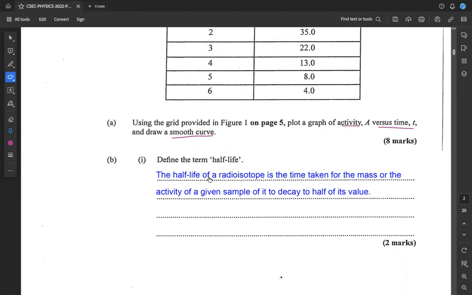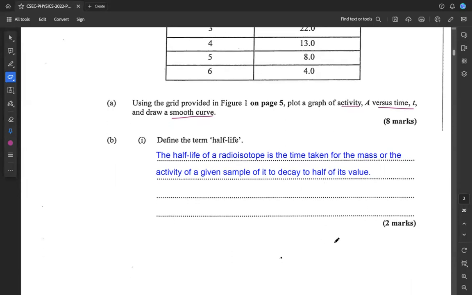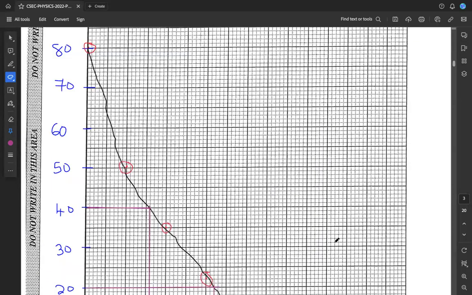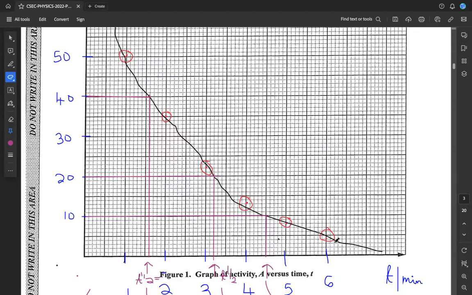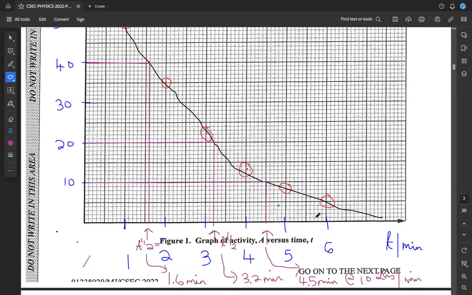As we know, the half-life of a radioisotope is simply the time taken for the mass or the activity of a given sample of this radioisotope to decay to half of its value. So if I have 10 grams of a radioactive sample, the time that it takes for me to get to 5 grams, which would be half of that 10, is what we refer to as a half-life. This should be good for 2 marks. This is my graph again, shown here on page 5. Let's move on to page 6 now.